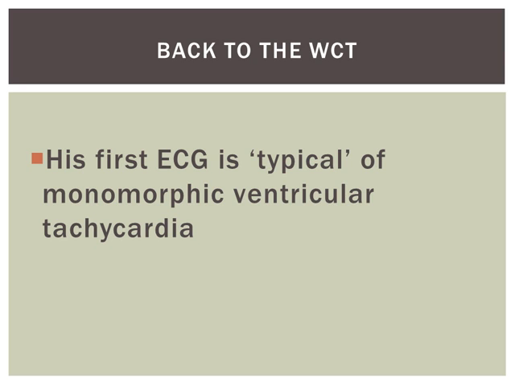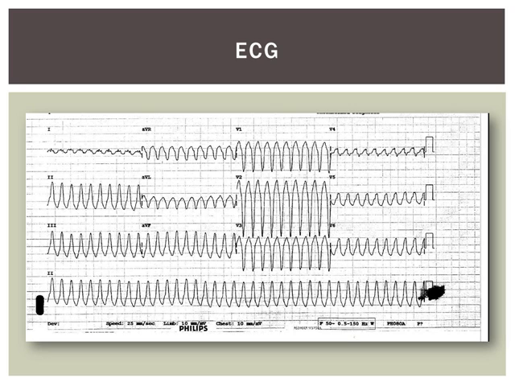So back to the wide complex rhythm the patient had. His first ECG is absolutely typical of a monomorphic VT, and classic features here include that all the complexes look the same, so monomorphic, it's regular, it's broad, and it's at a rate which is not unreasonable for VT.